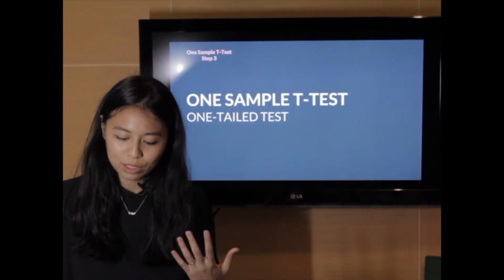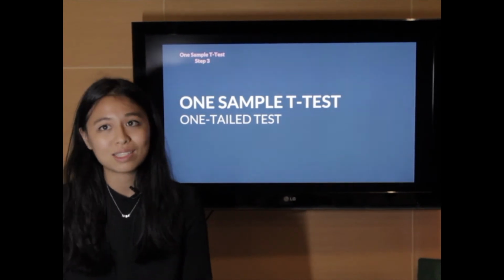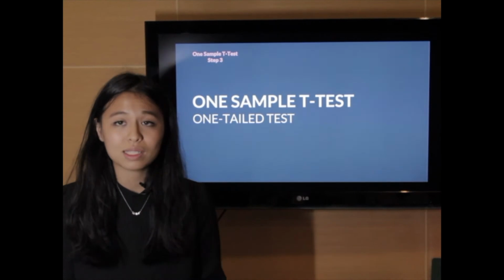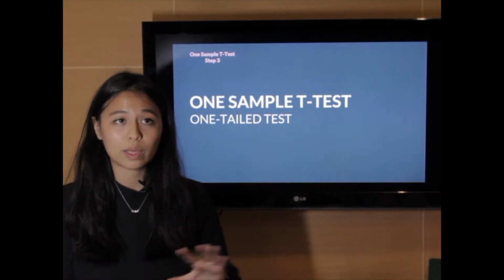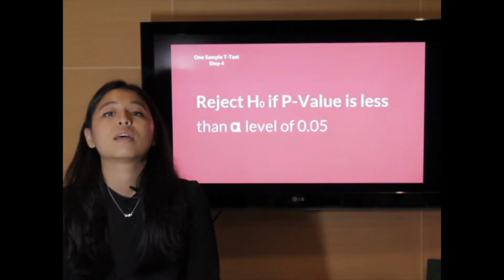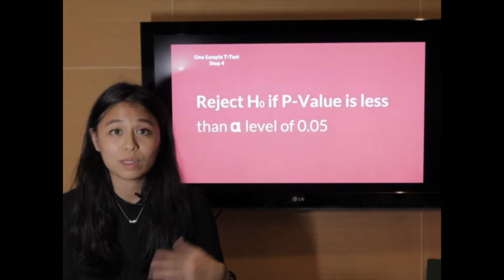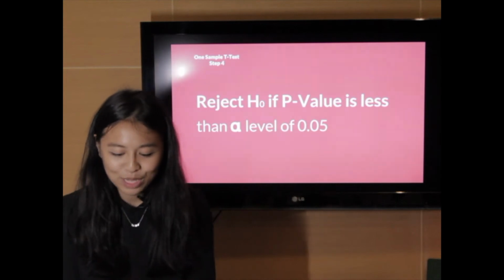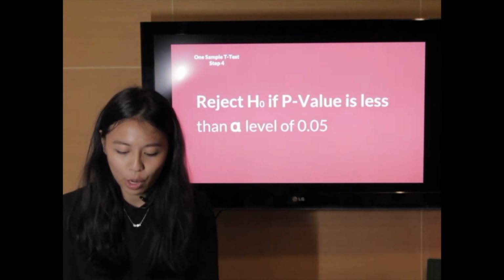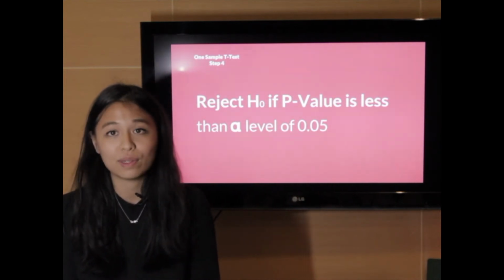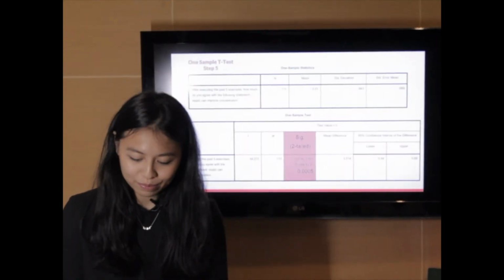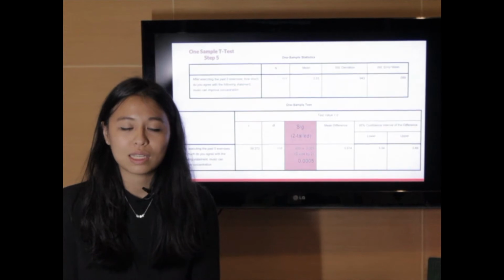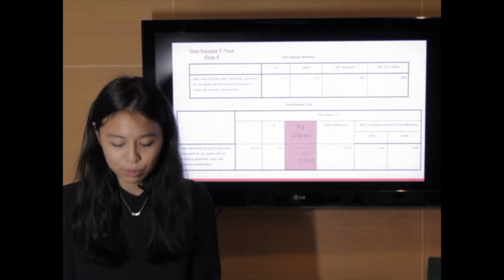Next, we established step 3, which is the different test, which of course we said one-sample t-test, and it's a one-tailed test seeing as we were only looking at one side of the graph. So for step 4, we will set the criteria for rejecting our null hypothesis, which is we would reject H0 if the p-value is less than the alpha level of 0.05. So we input all of this data into the SPSS program.